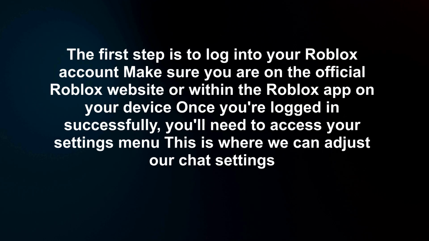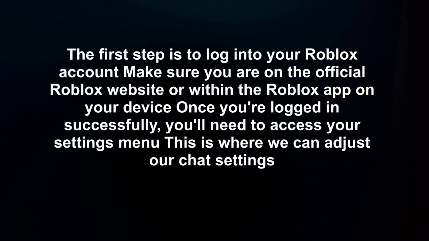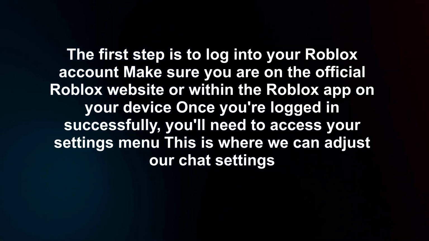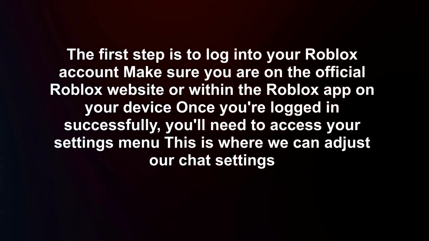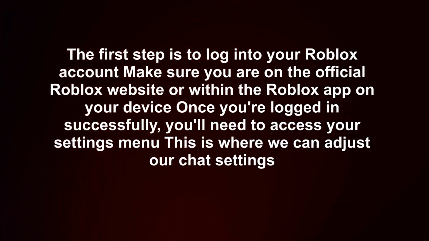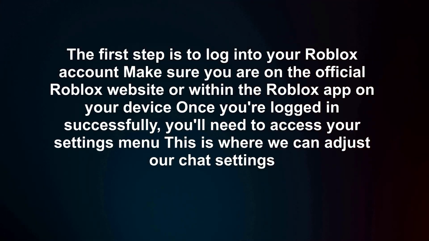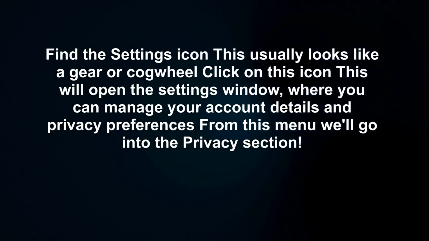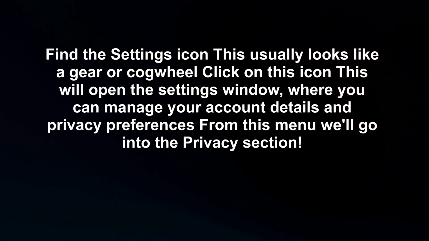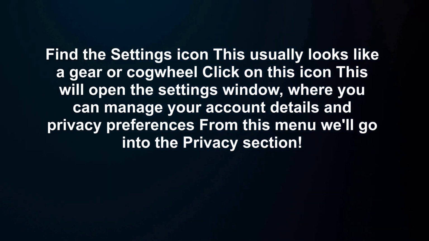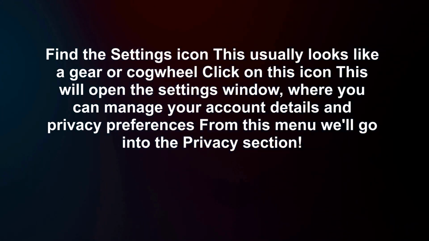The first step is to log into your Roblox account. Make sure you are on the official Roblox website or within the Roblox app on your device. Once you're logged in successfully, you'll need to access your settings menu. This is where we can adjust our chat settings. Find the settings icon. This usually looks like a gear or cogwheel. Click on this icon. This will open the settings window, where you can manage your account details and privacy preferences.